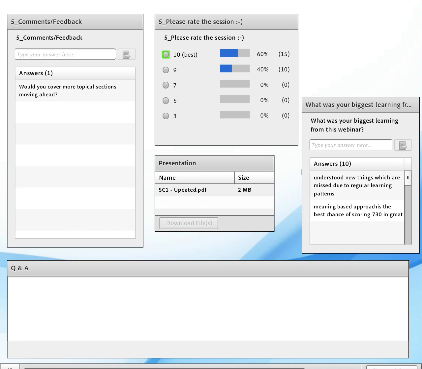Would you cover more topical sessions moving ahead? Absolutely. When you say topical sections, do you mean sections in SC or sections of verbal? If it is the latter, then yes, next weekend I'll be doing a similar session on reading comprehension. And then after that, Rajat is going to be doing a session on critical reasoning. And then tomorrow I'm doing number properties. And then a week later I'll be doing algebra.